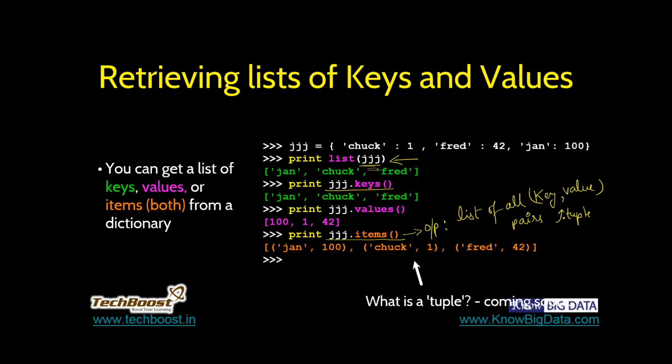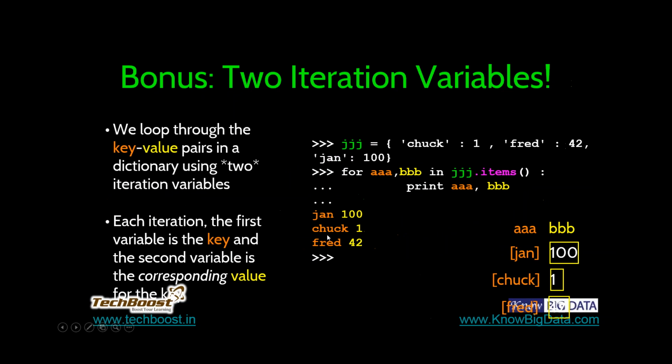So what did we learn from this? We can get only the keys of the dictionary, only the values, and we can also get all the key value pairs in the given dictionary. So what is a tuple? As I said, this is a tuple. It is coming soon. We'll discuss this very soon. Let's move further.